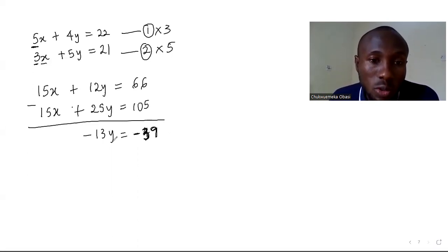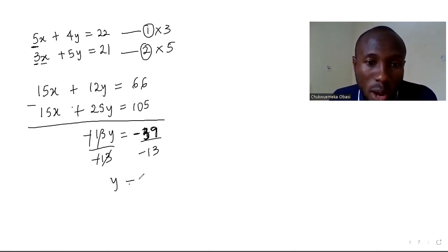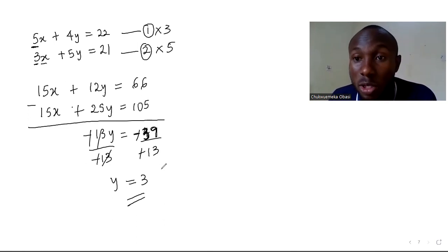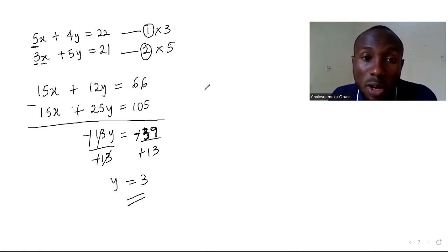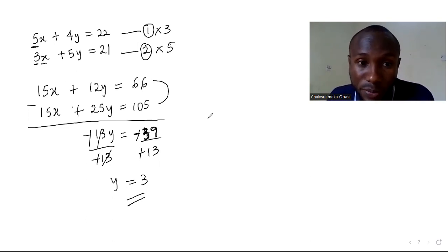Now, the next thing you want to do here, you divide everybody by minus 13. So you divide here by minus 13, here by minus 13. So these guys will cancel out. And finally, y is equal to 3. Y is 3, right? Yeah, 3. And now we're getting the value of y. What do we do with the value of y? We'll plug the value of y into any of these equations to get the value of x.